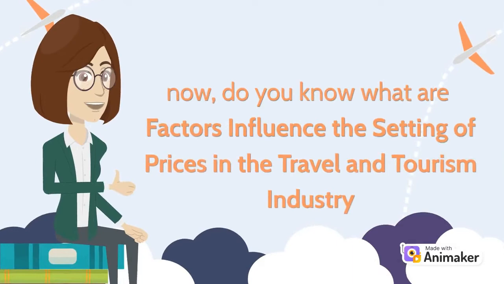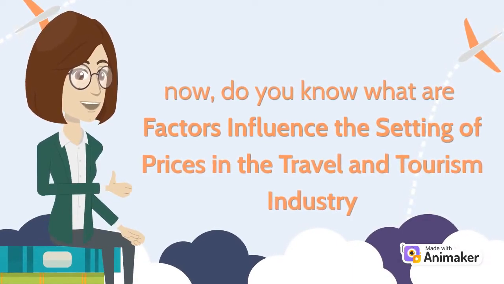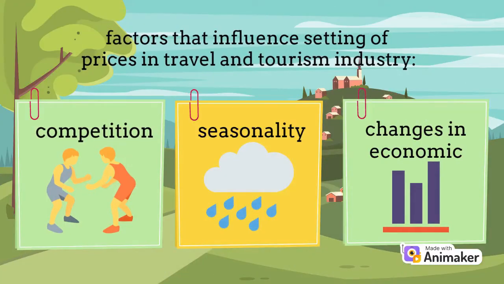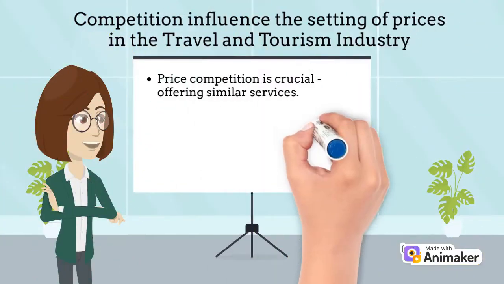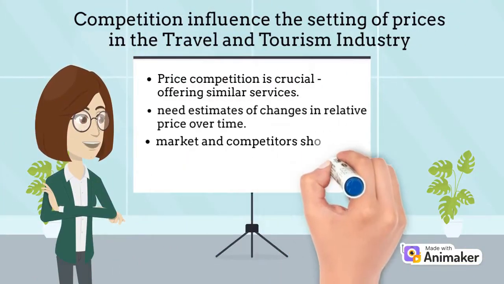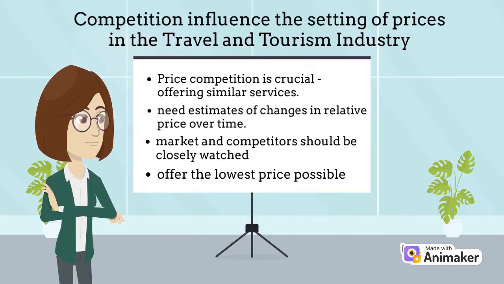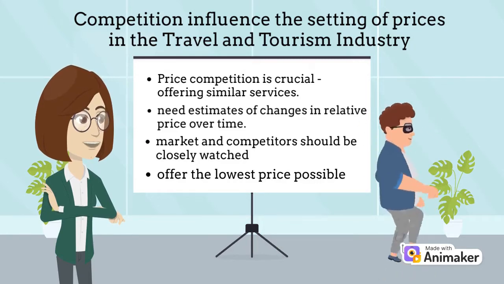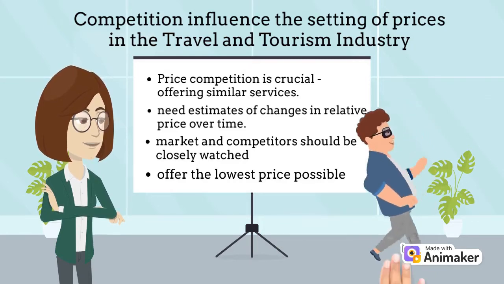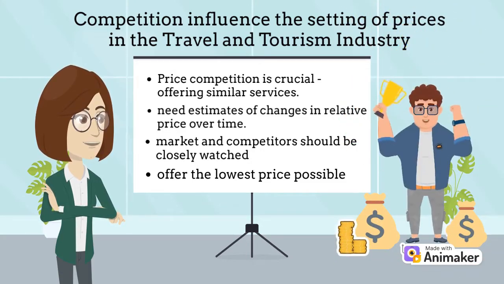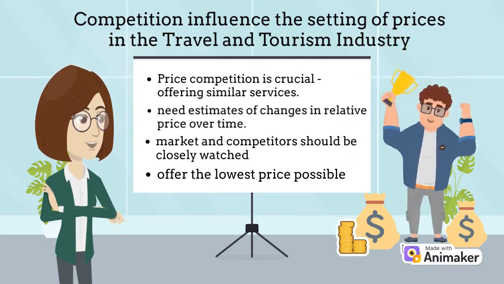Now, do you know what factors influence the setting of prices in the travel and tourism industry? Let's look into it together. There are a lot of factors that can influence price setting, but here are 3 factors. It can be caused by competition, seasonality and changes in economic. Price competition is crucial to the overall competitiveness of the tourism industry as they are offering similar services. They need estimates of changes in relative price over time. Thus, the market and competitors should be closely watched with the goal of figuring out how to counter rivals' strategies. In other words, travel and tourism agencies need to offer the lowest price possible but at the same time stay relevant in the market and bring them profit.